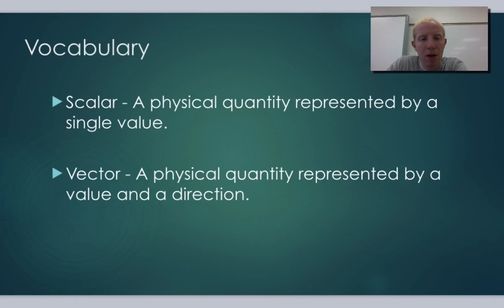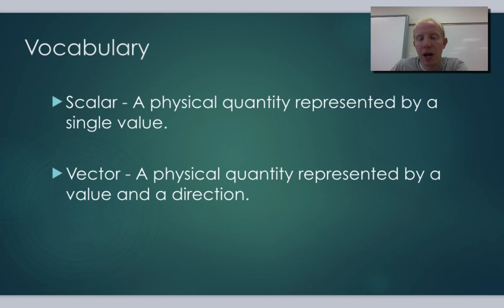So let's get right into the vocabulary of defining what a vector is. Up to this point, everything we've looked at is what we call a scalar. It's a physical quantity represented by a single value, whereas a vector is a physical quantity represented by a value and a direction. Let me give you an example really quick.